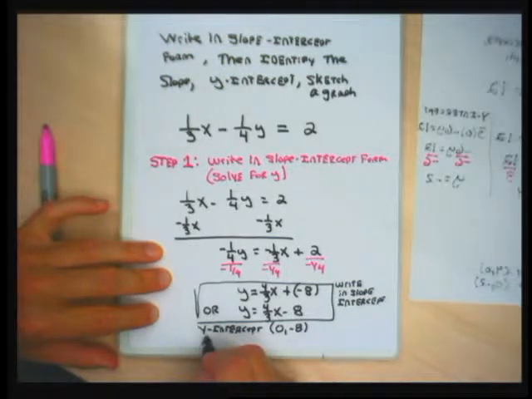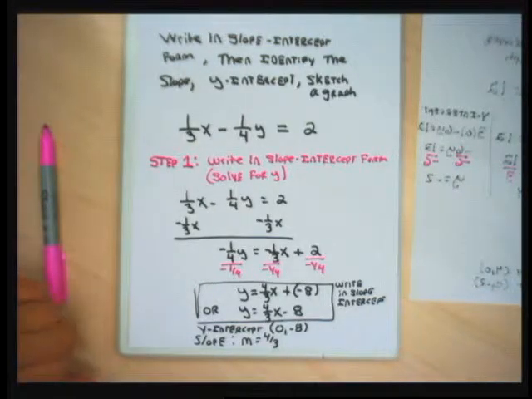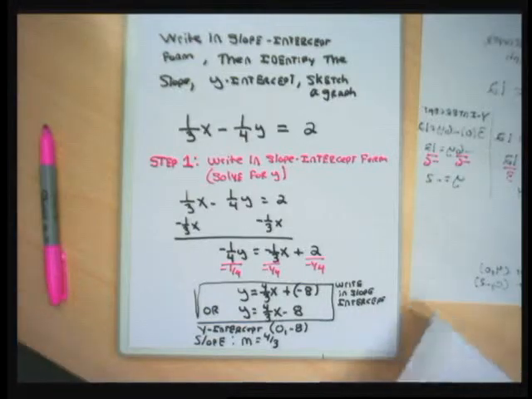The slope, probably should have done that first, but it doesn't matter. The slope is the number in front of the x without the x, and that's 4/3. And I'll sketch a graph, but I think on the test I won't ask you to sketch a graph for this problem. So to sketch a graph, it's easy.